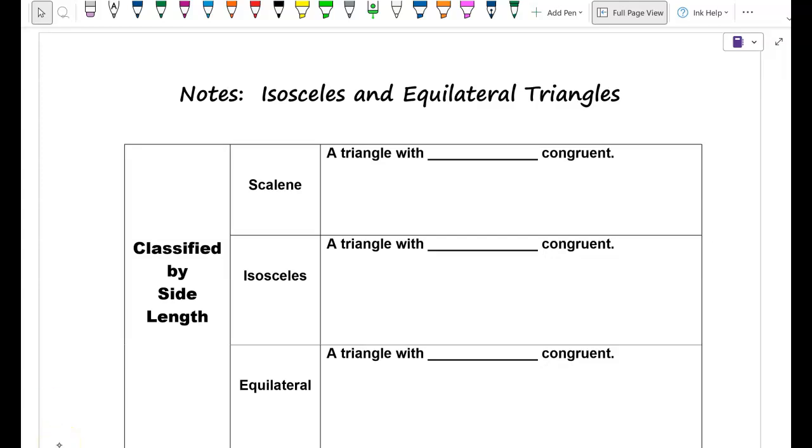So the first way is called a scalene triangle, and a scalene triangle is a triangle with no sides congruent. So if I draw a triangle here, I'm going to have three different measures. None of the sides are going to be the same there. So if you see a triangle with three different side lengths, that means that we could call that triangle scalene.